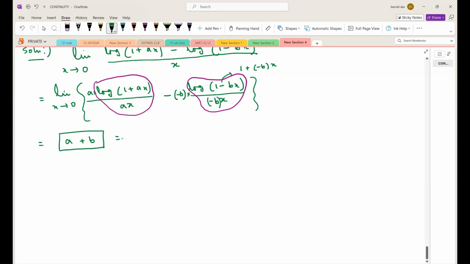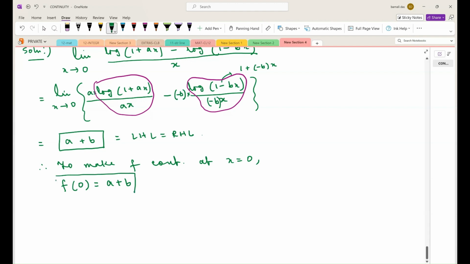So this is actually LHL as well as RHL, as I told you in the beginning. Now to make the function continuous, the functional value has to be the same. Therefore, to make f continuous at x equal to 0, we have to make the functional value at 0 also a plus b, so that we have LHL equal to RHL equal to functional value. Then only it will become continuous. So finally this is the answer.